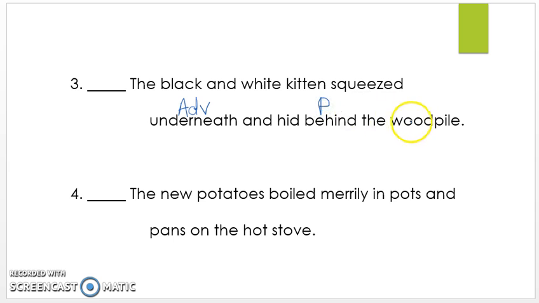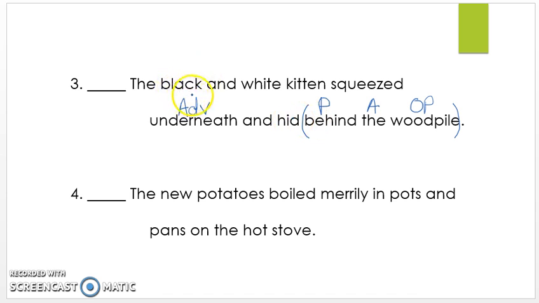All right, do you see any other prepositions? Behind what? Now here it has an object. Behind what? The woodpile, object of the preposition. Article, adjective, the. Put parentheses around the whole thing. Very good. All right, you see any more? Nope. All right, let's read the sentence without the prepositional phrase.